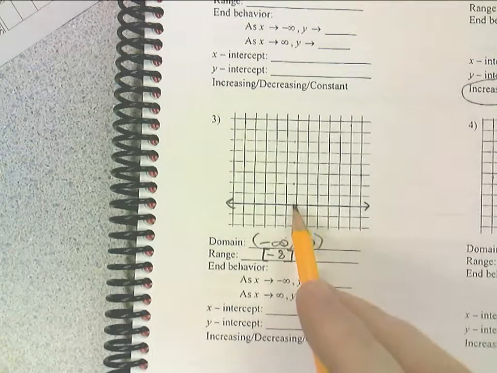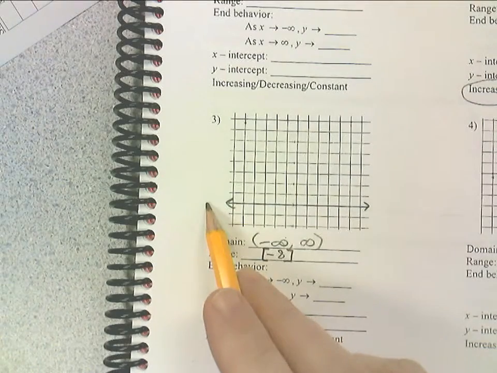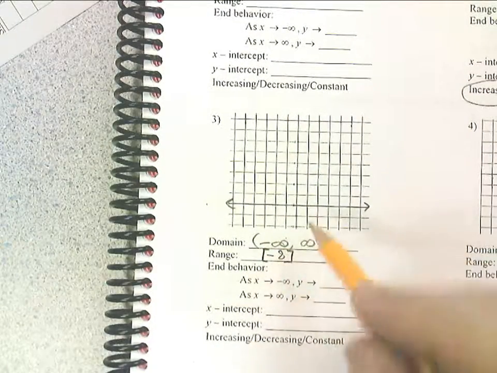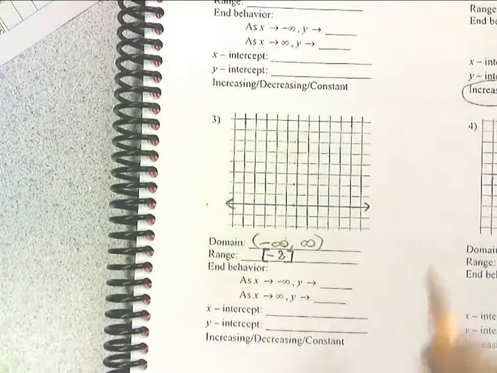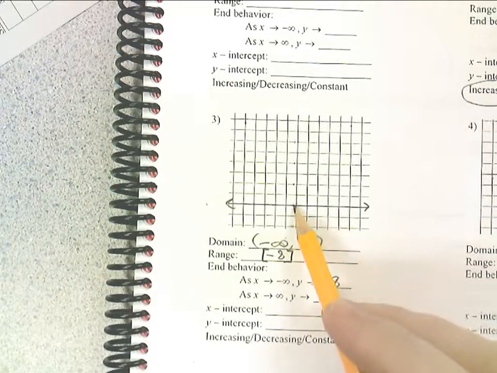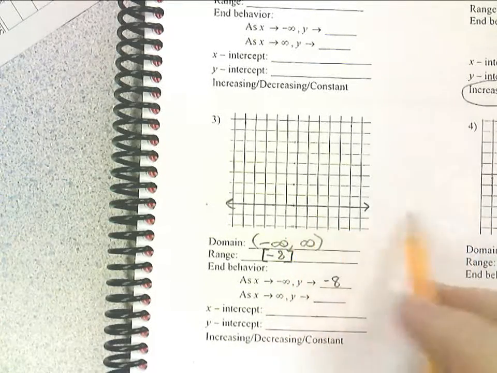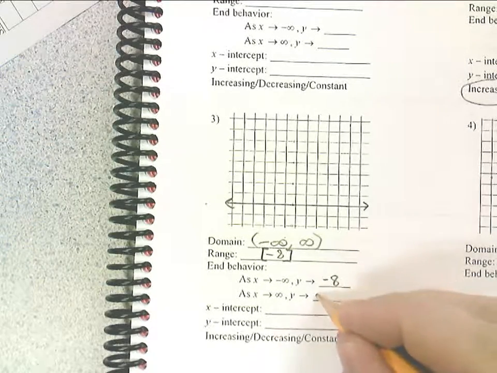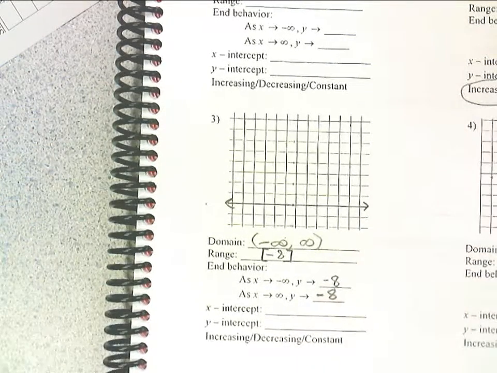And then as x goes to negative infinity, what's our y value doing? Well, it's not going up or down, it's staying at -8. So if we go all the way over to negative infinity, our y value would still be at -8. In the same way, if we go to positive infinity, we're not going up or down, so our y value remains at -8.